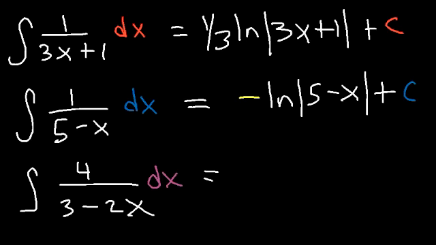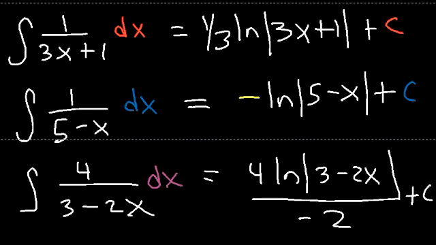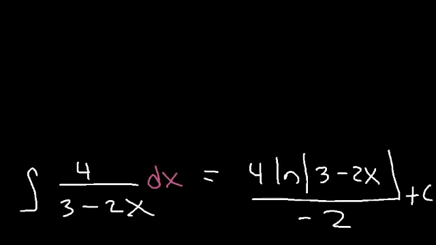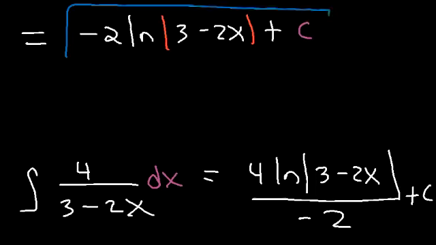Now for the last one, it's going to be the natural log of |3 minus 2x|. Now we have a constant in the front, so we're going to rewrite it. And then the derivative of 3 minus 2x is -2. So then the final answer for that expression, 4 divided by -2 is -2, and then natural log |3 minus 2x| plus c. So this is the answer.